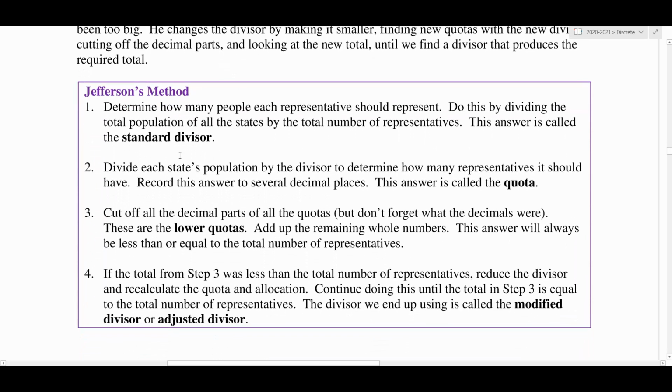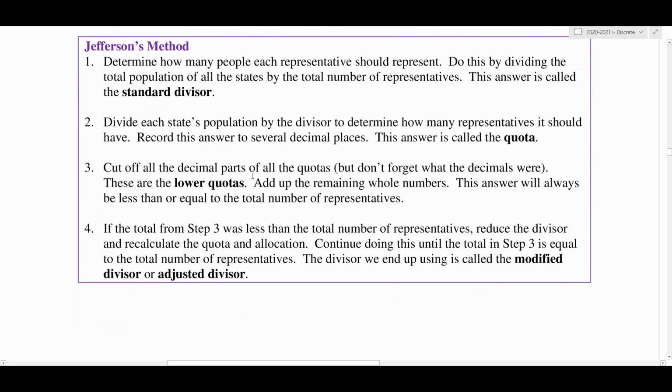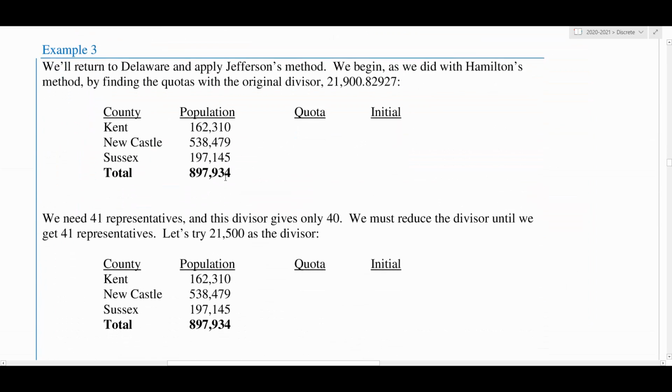Now, just like with the Hamilton method, we have a step-by-step here, so you can always read through this to wrap your mind around the different steps involved in Jefferson's method. But instead of reading those to you, I am going to demonstrate a couple of examples, and you'll see each of these steps in action. Okay, so here we go. Start off with example 3.